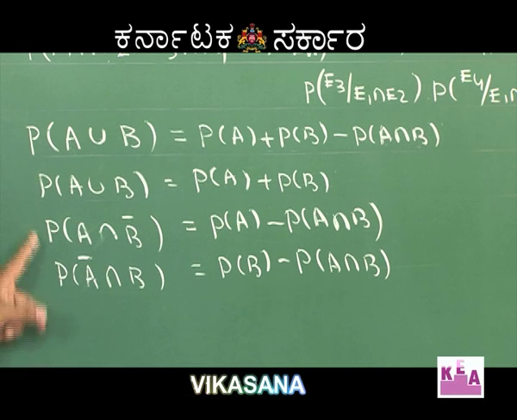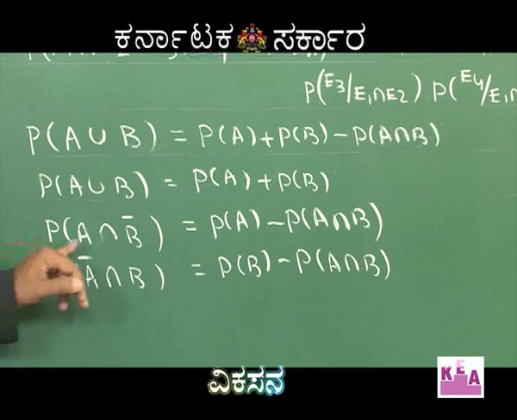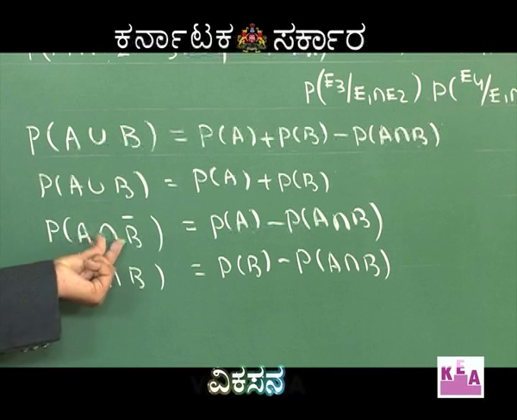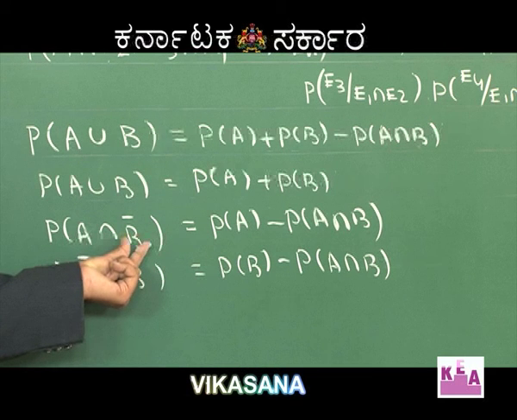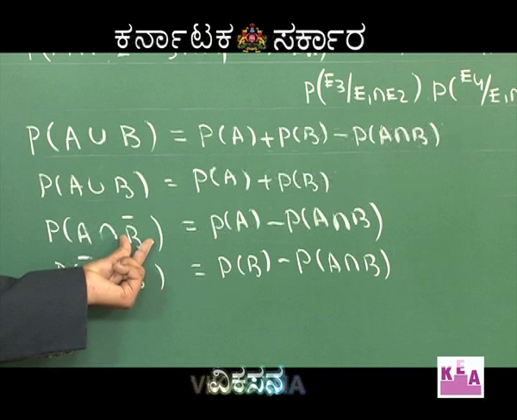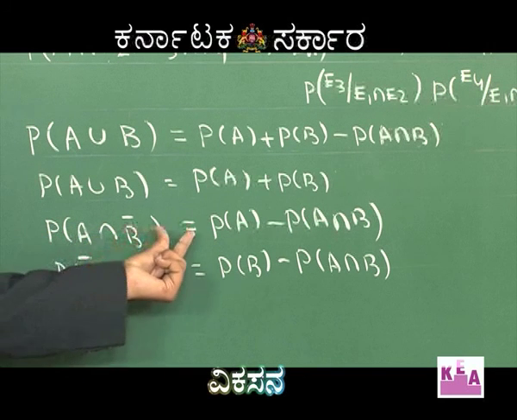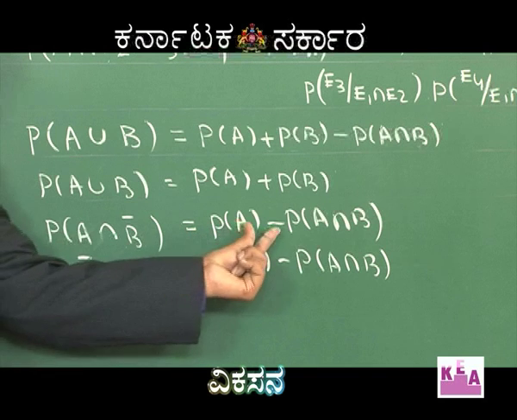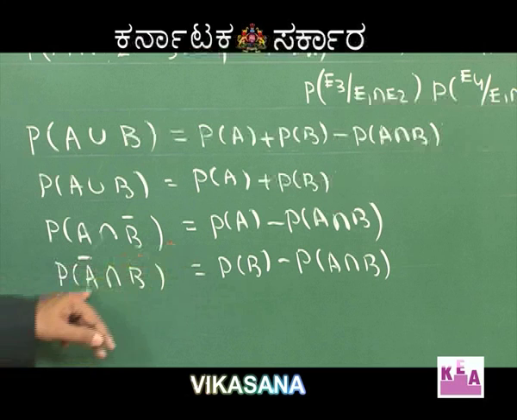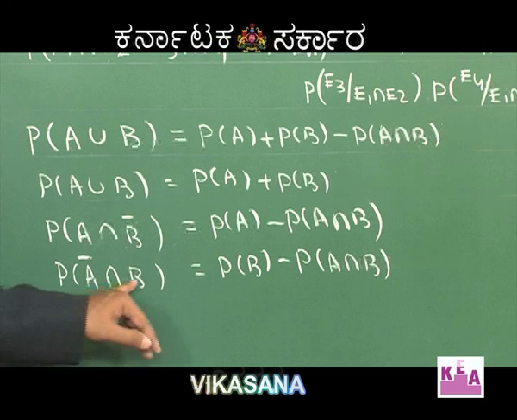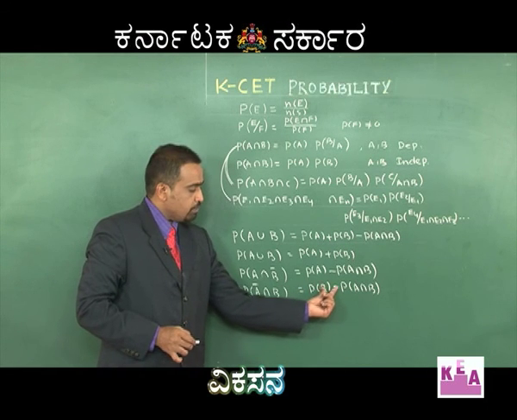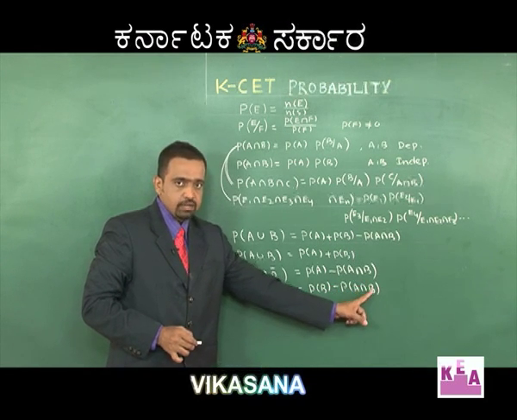Two more extended forms of this addition theorem. Whenever the problem involves the event of happening of A and not happening of B, the set theory notation is A intersection B bar. The probability of this event is probability of A minus probability of A intersection B. Similarly, for not happening of A and happening of B, the probability is probability of B minus probability of A intersection B.